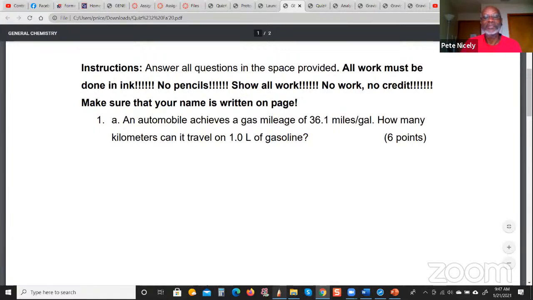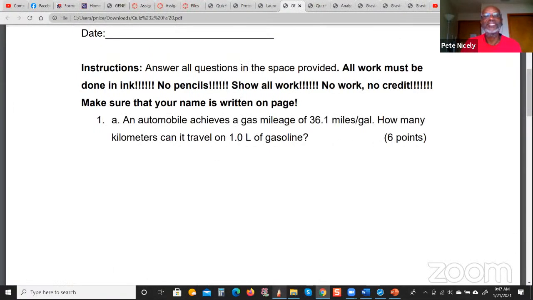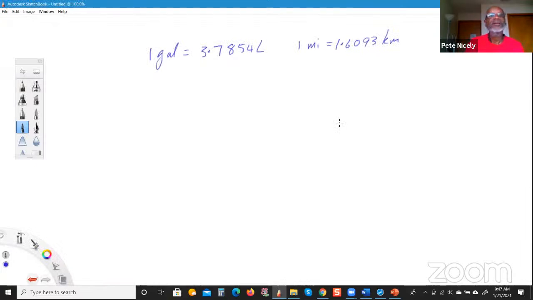I think I get what you're saying, but let me show you how you should actually set this up. So basically, you're going to start with the 1.0 liters, right? And you need to convert this to gallons. So you write a conversion factor where you have 1 gallon above and 3.7854 liters below. You set it up this way because you want the liters units to cancel out, all right?